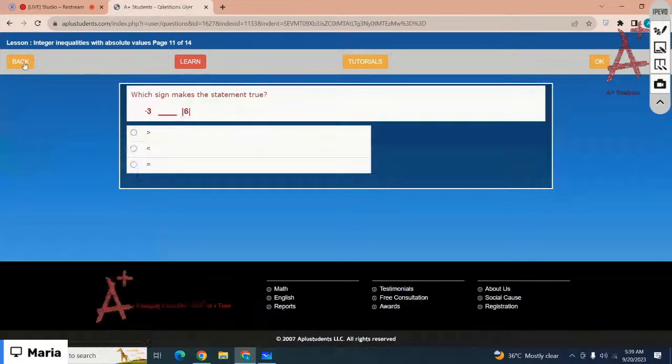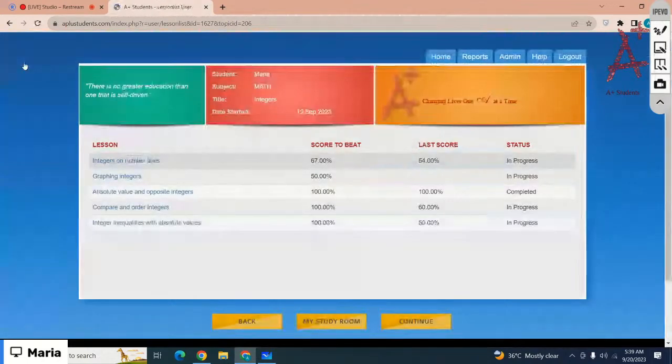So we are working on grade 8 math. We are working on each chapter in teachers. The lessons we have covered today are integers on number line, graphing integers, absolute values and opposite integers, compare and order integers, and integer inequalities with absolute values, right? So please make sure before the next session you complete all the practice questions for the lessons we just did. This is your homework before the next session, right?